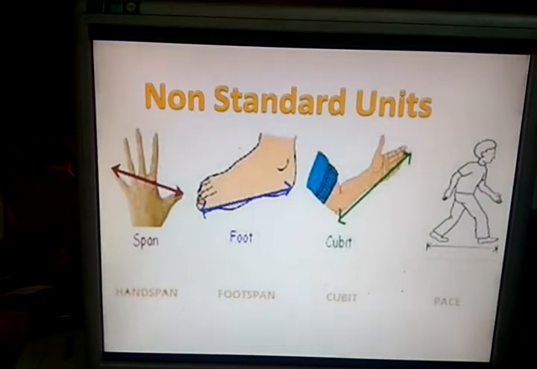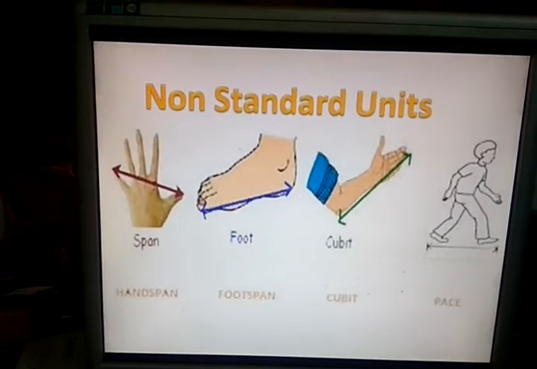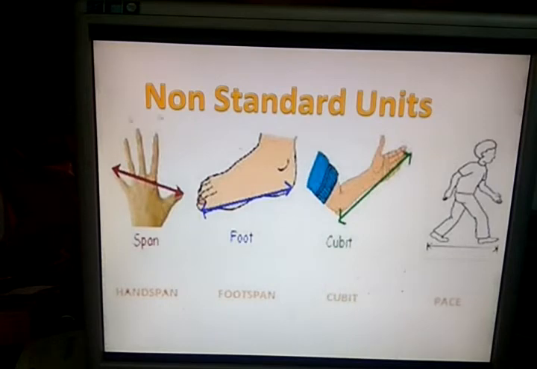Do you know students? In early days, body parts were used to measure the length. Because that time there were no instruments like today's. So, which body parts were used? First, look here: hand span, foot span, cubit and paces. Like these body parts were used.